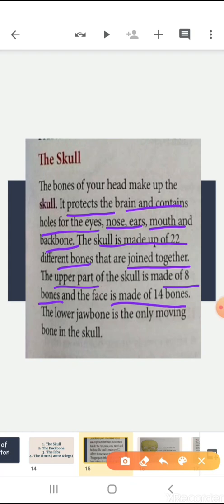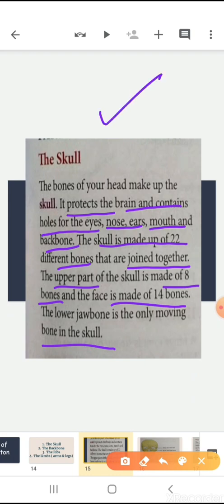The lower jaw bone is the only moving bone in the skull. See, when we talk, this is our lower jaw, right? When we talk, it moves, right? So only the lower jaw bone is a moving bone in the skull.